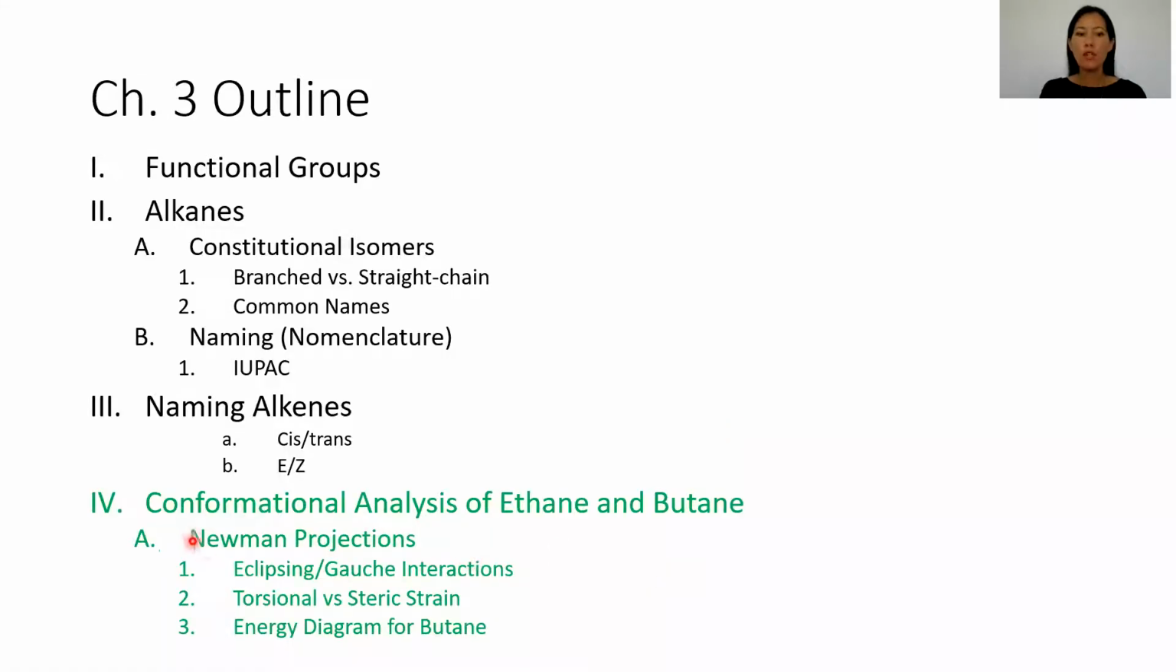So the first kind of notation we're going to look at is something called the Newman projection. And then we're going to visualize that as well through an energy diagram. It'll be fun, you'll see.